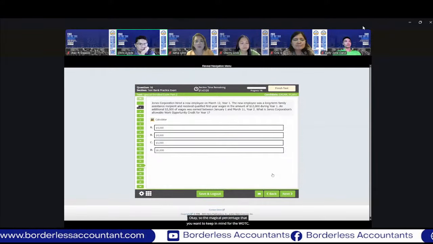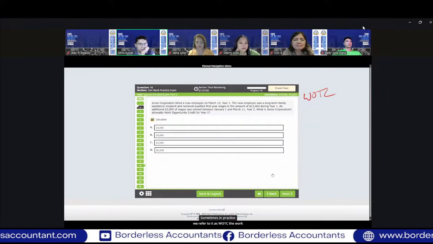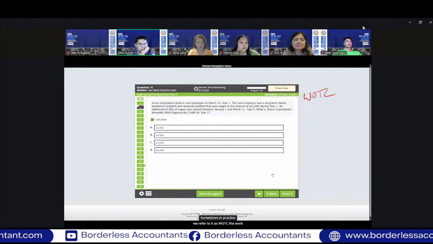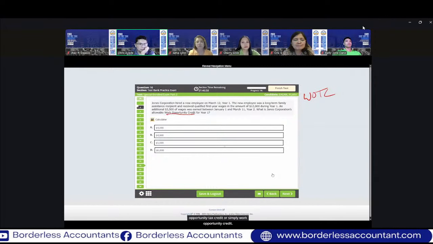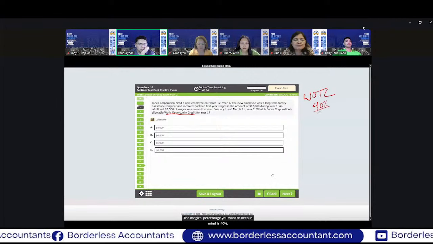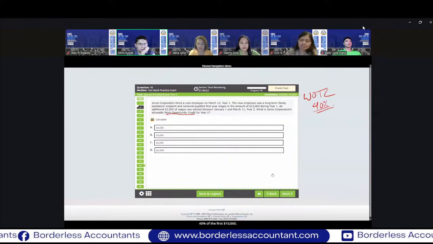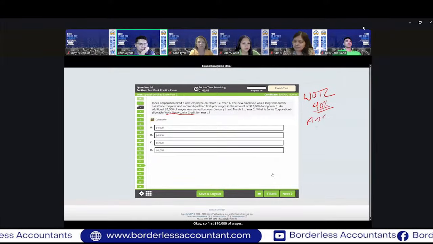Okay, so the magical percentage that you want to keep in mind for the WOTC, sometimes in practice we refer to it as WOTC, the Work Opportunity Tax Credit, or simply Work Opportunity Credit. The magical percentage you want to keep in mind is 40%. 40% of the first $10,000.